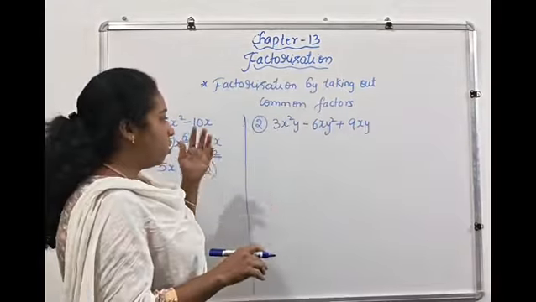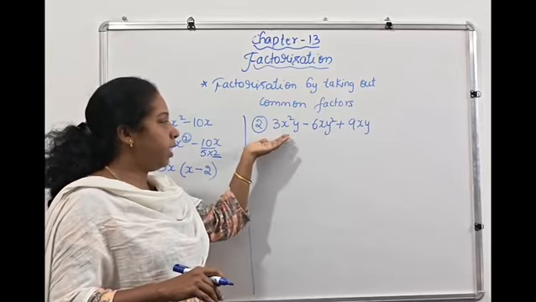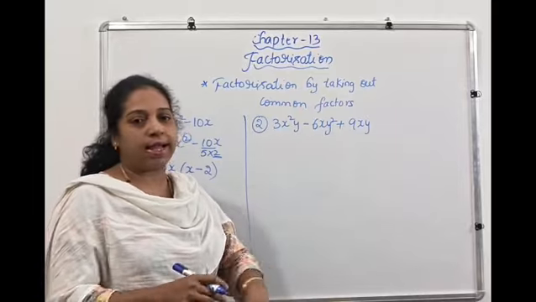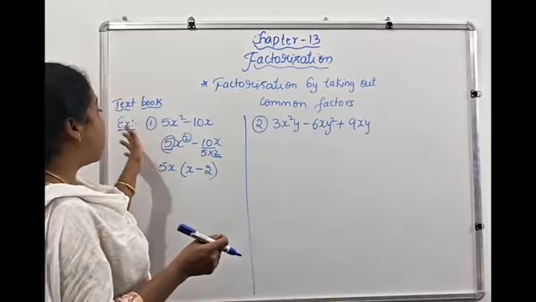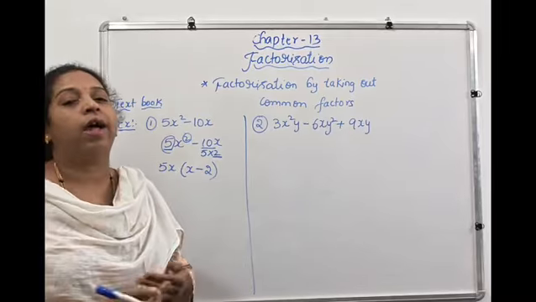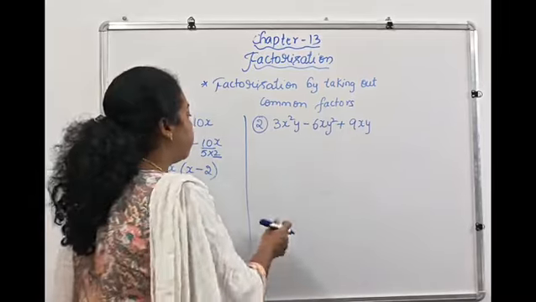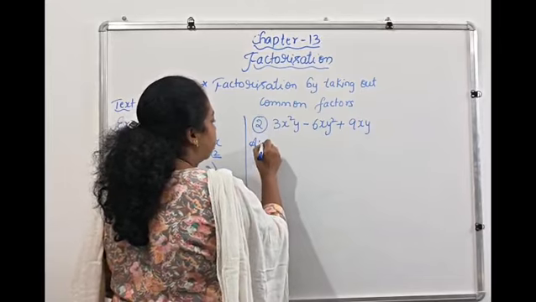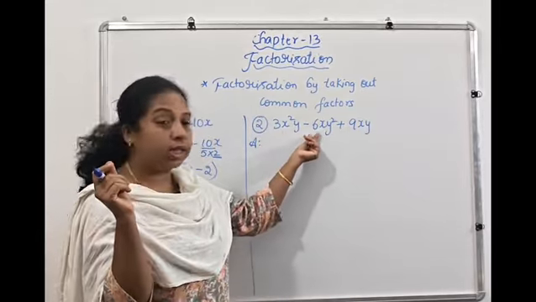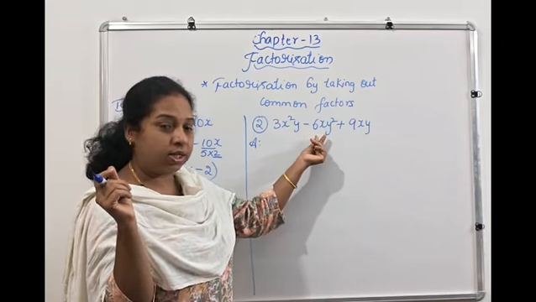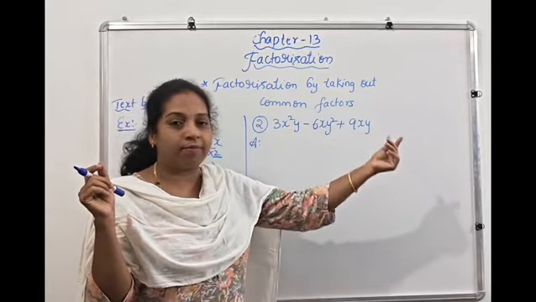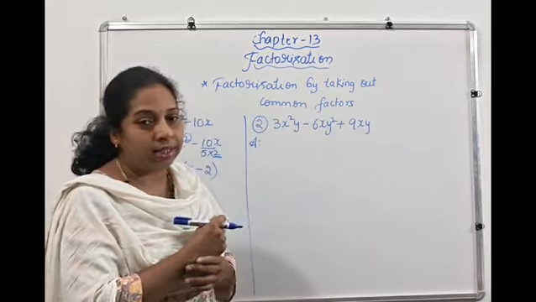So the second example is 3x square y minus 6xy square plus 9xy. So these are the textbook example problems I'm going to explain. Fine. So now in this, we can take 3 as common. 3 2s are 6, right? Here also we can take 3 as common. 3 3s are 9. Okay, we have taken 3 as common.